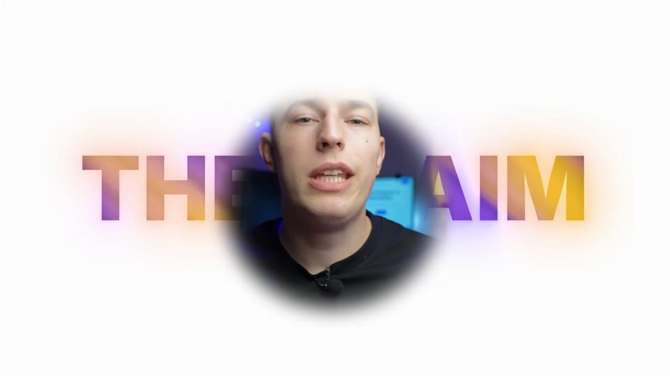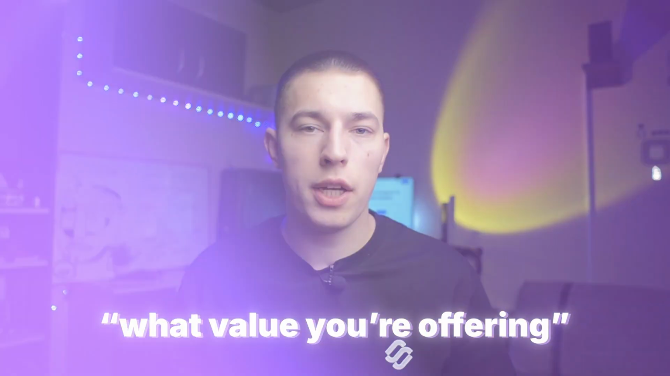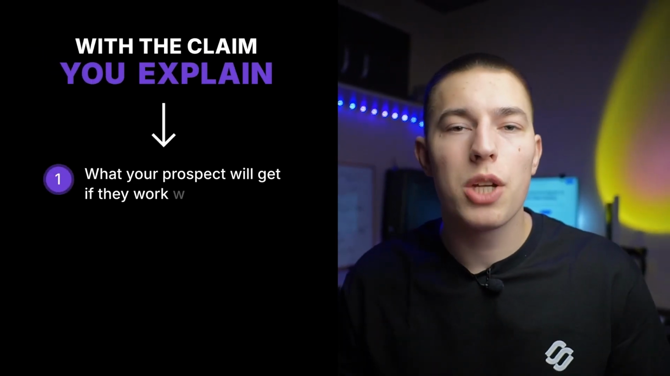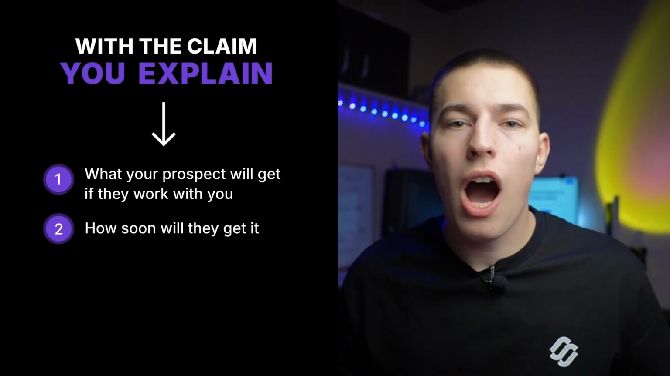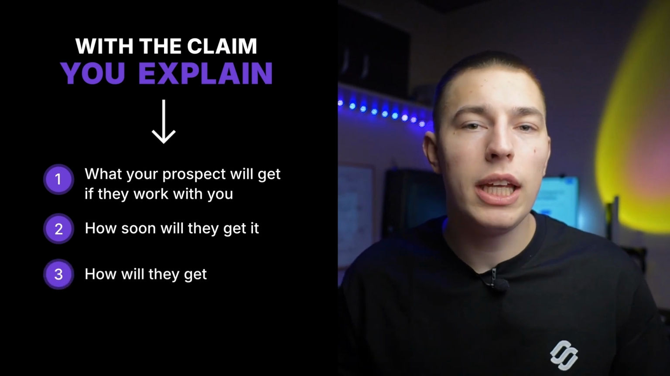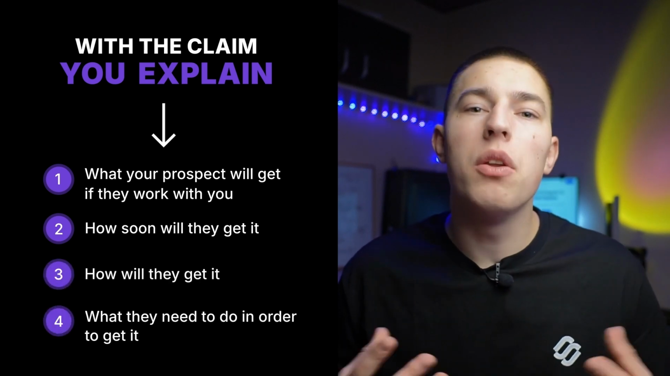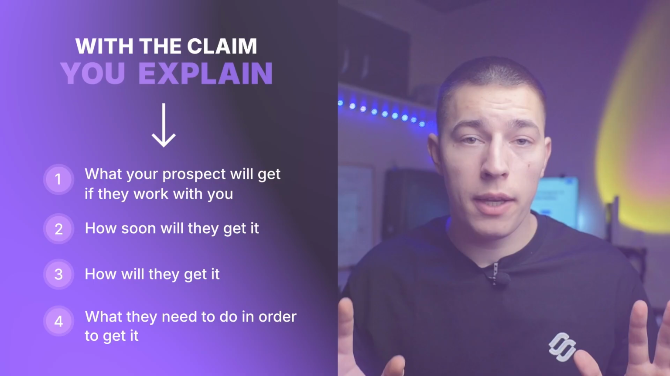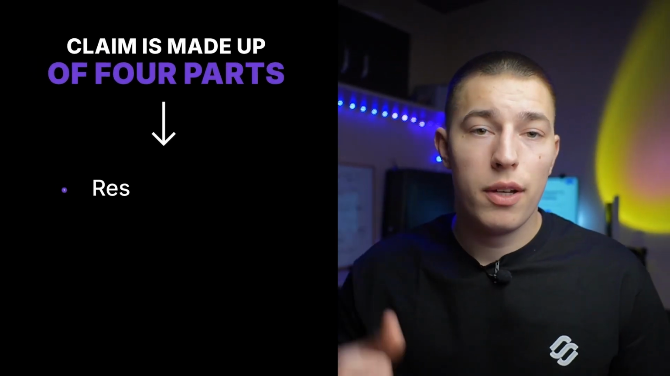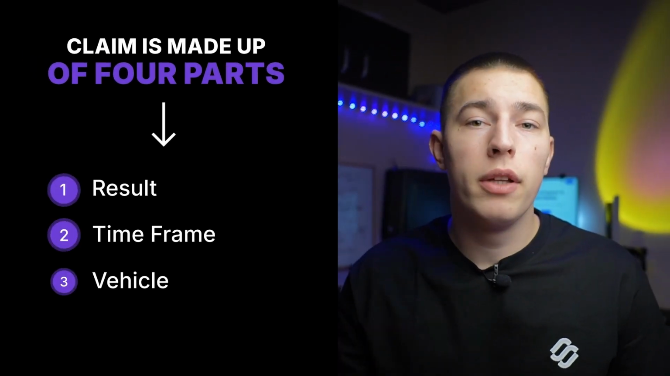So first, let me teach you about the claim. The claim in your offer is basically the part where you tell your prospect what value you're offering. With the claim, you explain what your prospect will get if they work with you, how soon they will get it, how they will get it, and what they need to do in order to get it. Let me explain. The claim is made up of 4 parts: result, time frame, vehicle, and effort. Let's discuss them one by one.